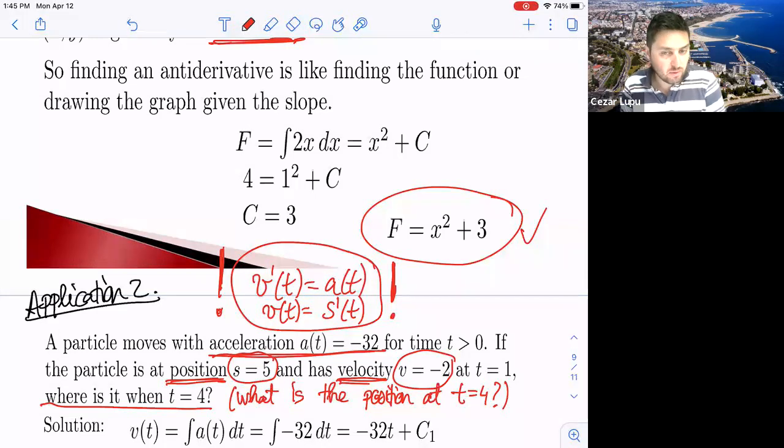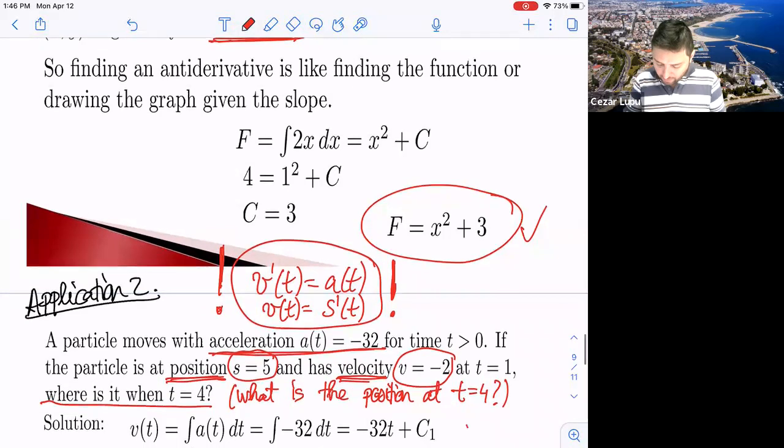Maybe I should determine c1 because I know something happens with the velocity. You see, I know the velocity function for t greater than 0, but I also have this piece of information that the velocity is negative 2 at t equals 1. So v of 1 is negative 2. So we know that. So let's write that. v of 1 is negative 2.